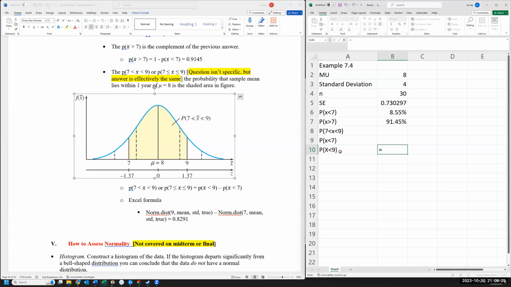So the probability of x being less than 9 is norm.dist, 9, comma, mean is mu, comma, standard deviation is the standard error, comma, cumulative, we want true because we want the area all the way up to the cutoff of 9. So everything from x being negative infinity all the way up to 9. Okay, all of this right here. And the probability of x being less than 7, we've already calculated that. So I'm going to just make it equal to that.